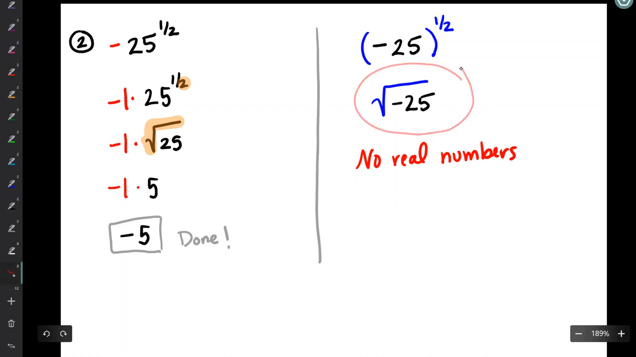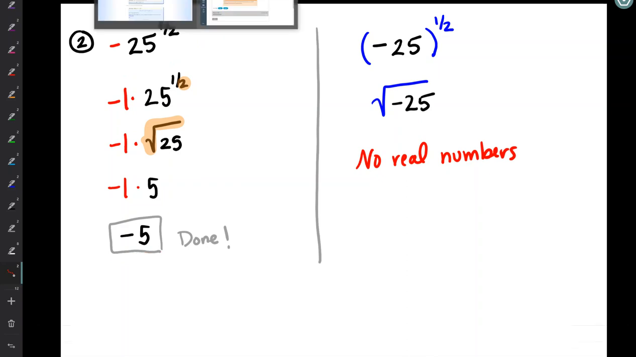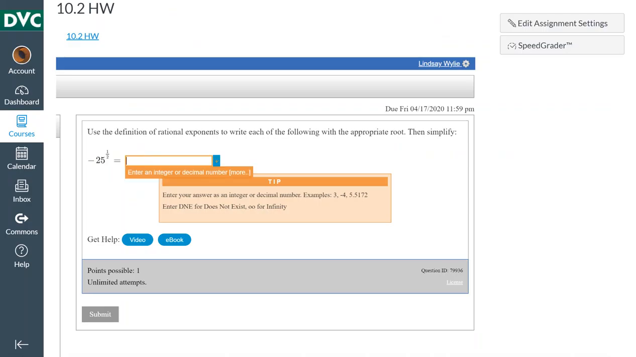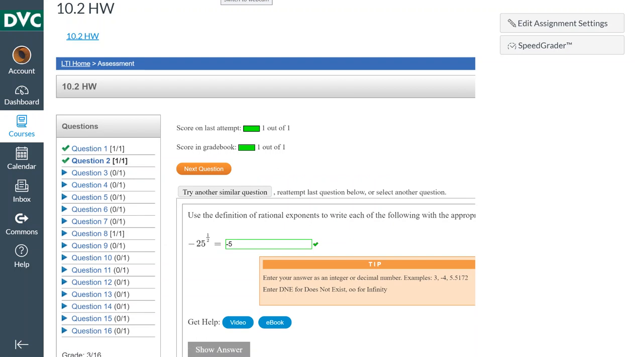This is from our previous lesson where we looked at things like this. Problems like this are not showing up here in the 10.1, but I just wanted to make that distinction. All right, so let's go ahead and put our answer for number 2 in, -5. Submit, and we did great.